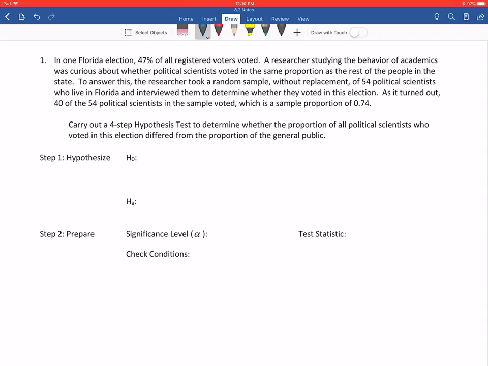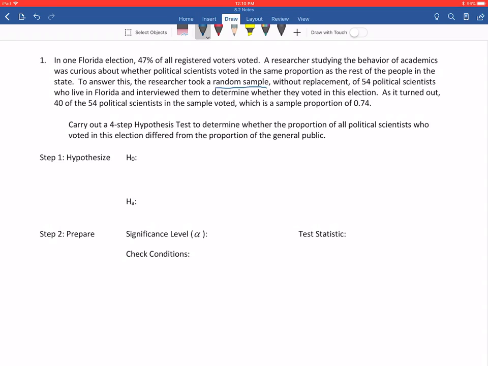Okay, for our first example, we have in one Florida election, 47% of all registered voters actually voted. A researcher studying the behavior of academics was curious about whether political scientists voted in the same proportion as the rest of the people in the state. To answer this, the researcher took a random sample, I'm going to go ahead and underline that, without replacement of 54 political scientists who live in Florida, and he interviewed them to determine whether they voted in this election.